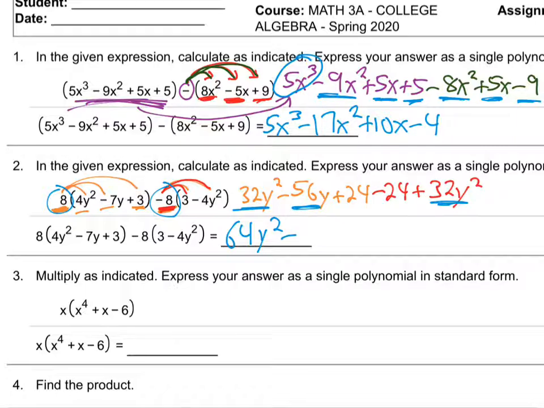Minus 56y. There's no other regular y terms. And then 24 minus 24 just cancels, huh? And so we're done. It's just 64y squared minus 56y.